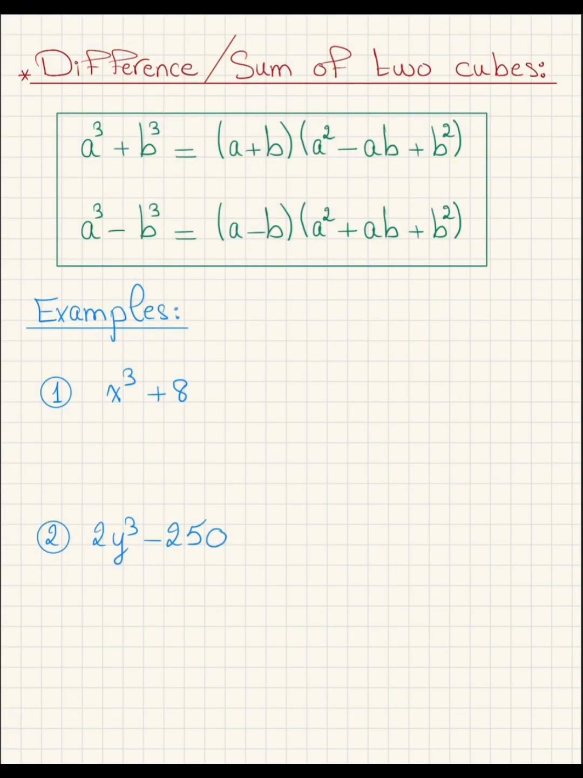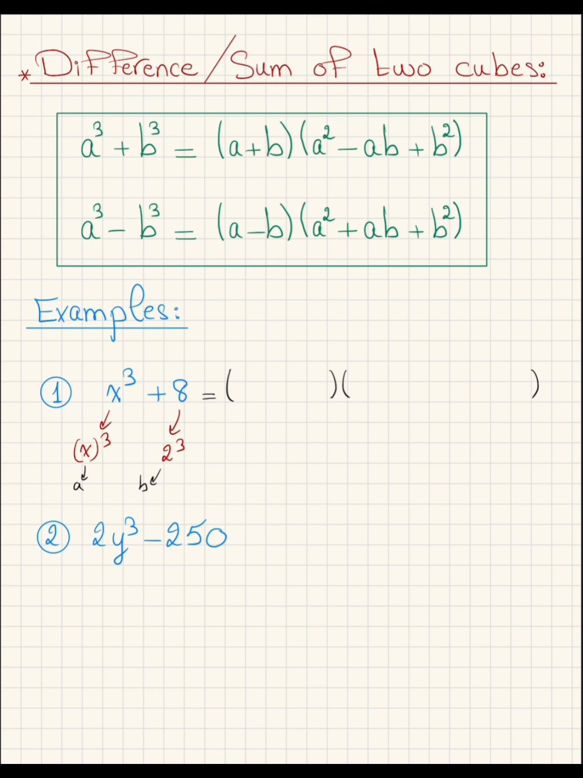The last case in this video will be the difference or sum of two cubes. And again, this means that I have to use these two formulas. So whenever you have sum of two cubes or difference of two cubes, we can use these formulas. In number 1, for example, x to the power of 3 is obviously a perfect cube, as well as 8, that is 2 to the power of 3, so that is a sum of two cubes. So our a here is x, and our b is 2.